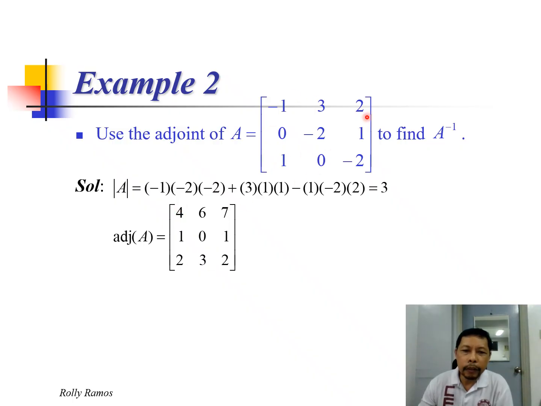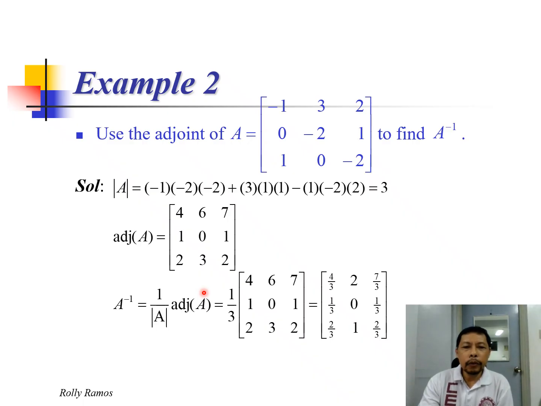This is the same matrix as that of the previous example. We were able to obtain the adjoint in the previous slide. You could rewind your video to verify. The inverse of A now is equal to 1 over the determinant of A times the adjoint of A. So 1 over the determinant of A is 1/3 times the adjoint, and multiplying each element by 1/3 will give us the inverse of this matrix.